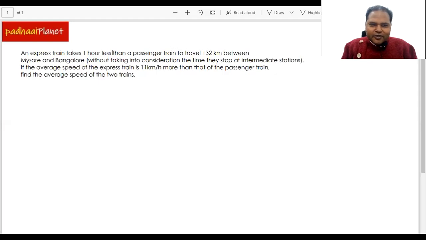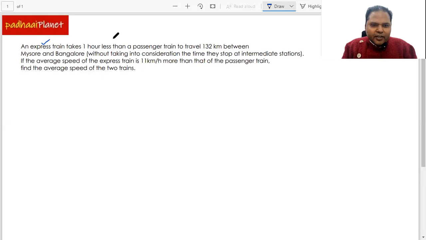We have got a question from quadratic equations, and let's see how we solve it. The question says that there is an express train which takes 1 hour less than a passenger train. So there is a passenger train, and there is also an express train. The express train takes 1 hour less than the passenger train, and the distance covered is 132 kilometers between the two cities, Mysore and Bangalore.